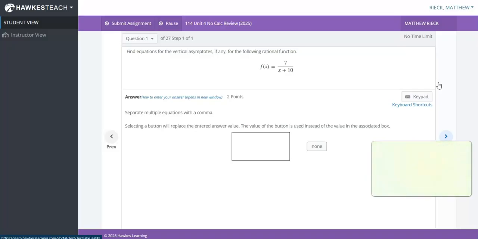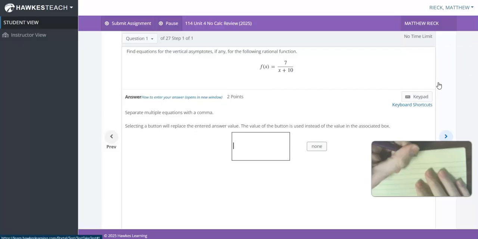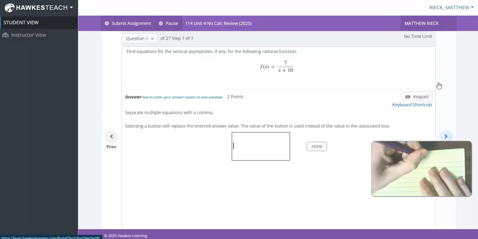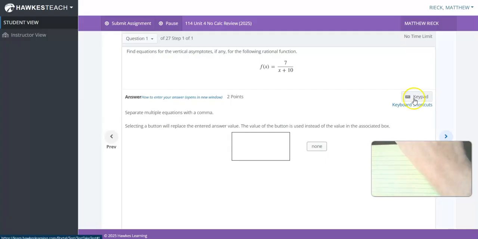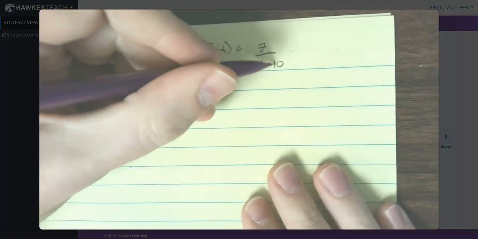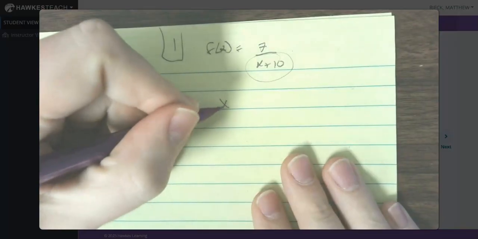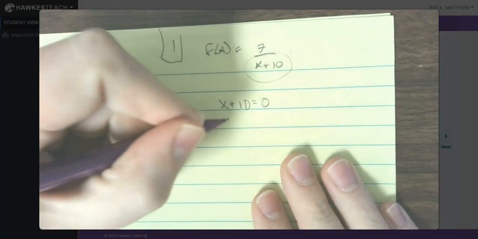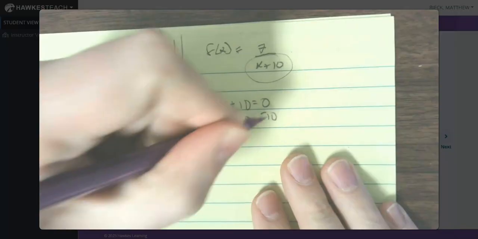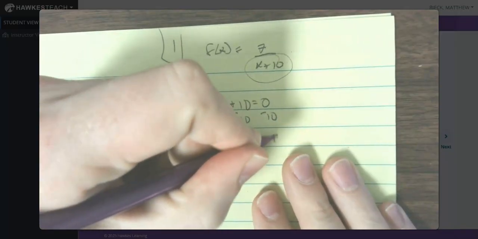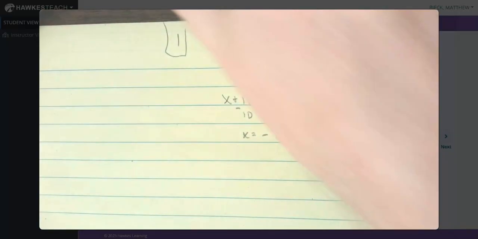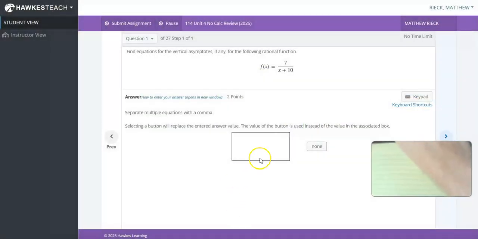Alright, so again, your vertical asymptotes. So if you have f of x equals 7 over x plus 10. Alright, so again, your vertical asymptotes are just going to be when your denominator equals 0. So you have x plus 10 equals 0. So here you can subtract a 10 from each side. So you end up with x equals negative 10. So that's going to be my vertical asymptote there.